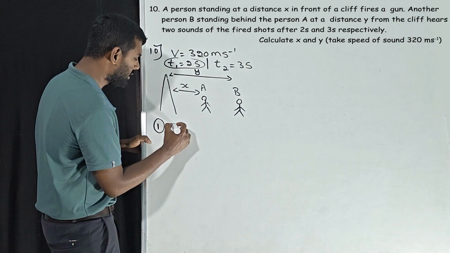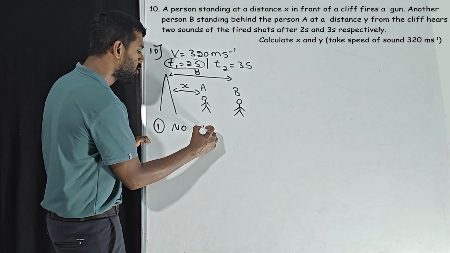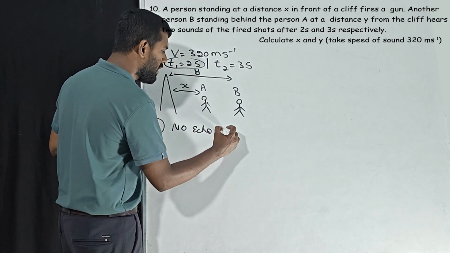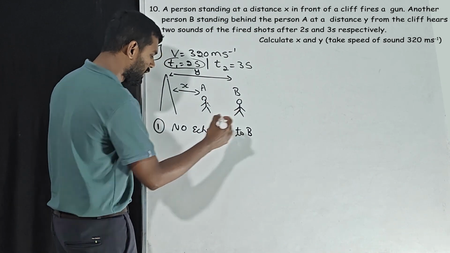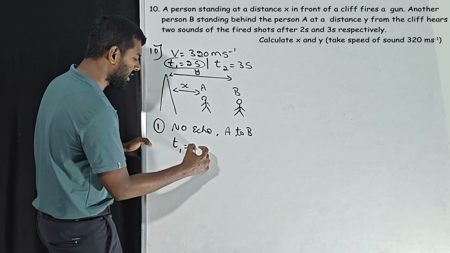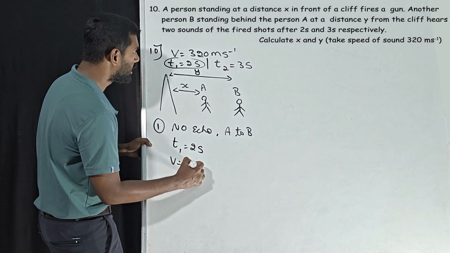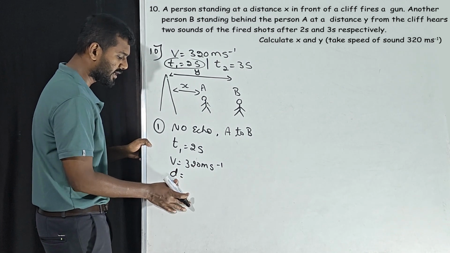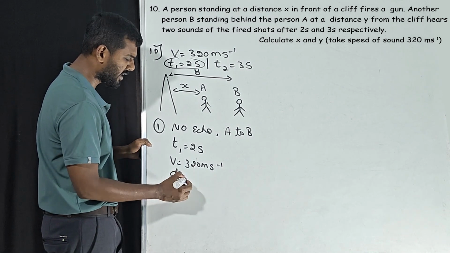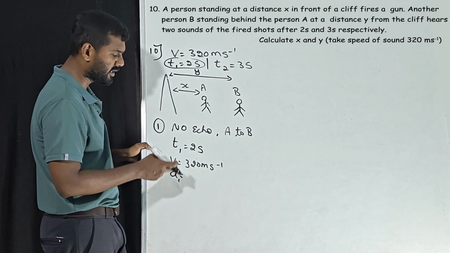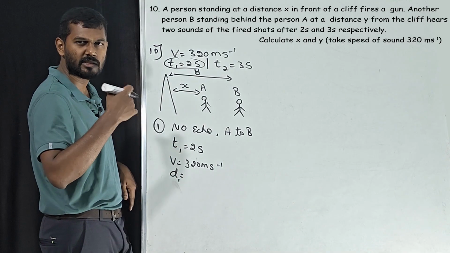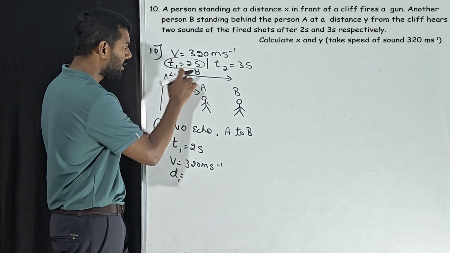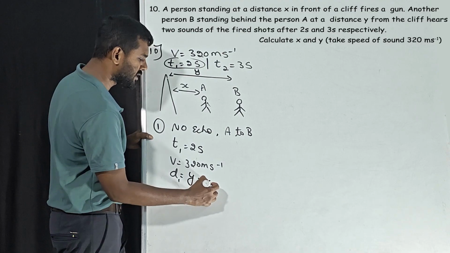Case 1, no echo. No echo when the sound travels from A to B. Here time is 2 seconds and velocity is 320 meter per second, and the distance is, you can take it as just d, you can take it as d1, anything is fine, and there is no rule that this has to be t1 and that has to be t2, anything you can take. The final answer will be proper. So d1 is equal to y minus x, complete distance minus x.